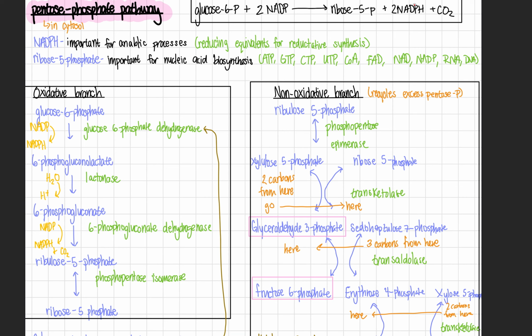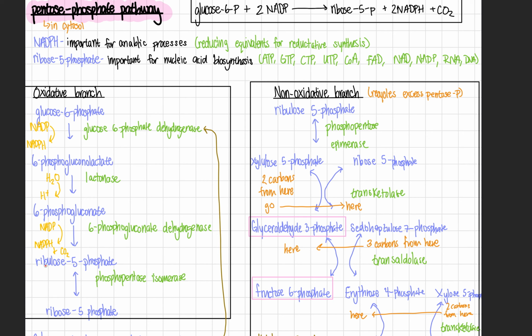So the reason we want to lose a carbon dioxide is because we originally start off with glucose, which is a 6-carbon molecule. But in the end, we want to end up with ribose, which is a 5-carbon molecule. So in order for us to lose 1 carbon, we have to lose that 1 carbon in the form of carbon dioxide. So what is happening is we're putting in an oxygen at the lactonase step, and then at the 6-phosphogluconate dehydrogenase step, we're getting out carbon dioxide. That way we can lose that carbon, because that carbon has to be lost as carbon dioxide.